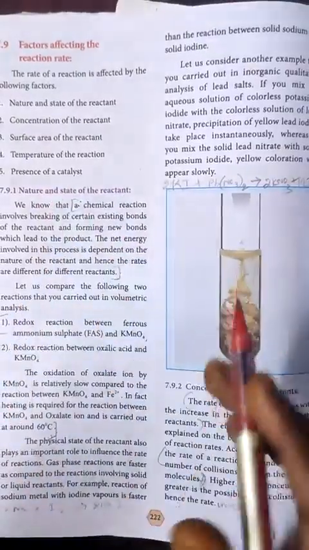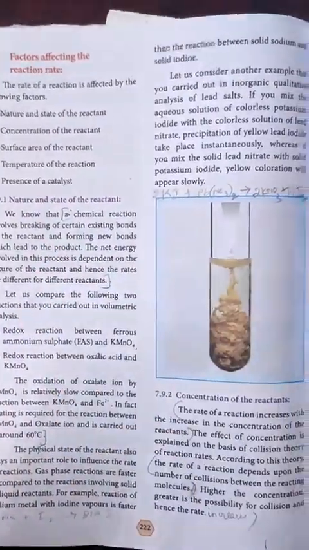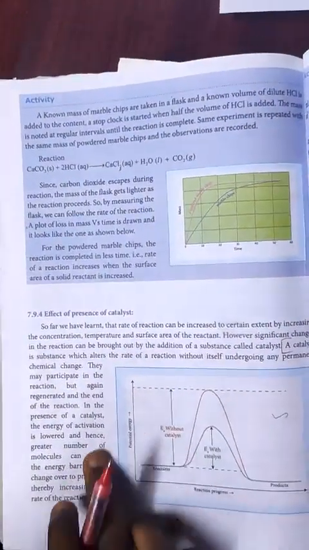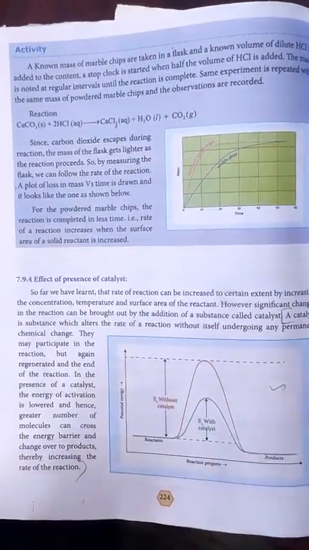And the catalyst question, it is a book back question. So these are the answers for the effect of surface area. And the catalyst is a book back question, an important question. For this you have to draw this graph.